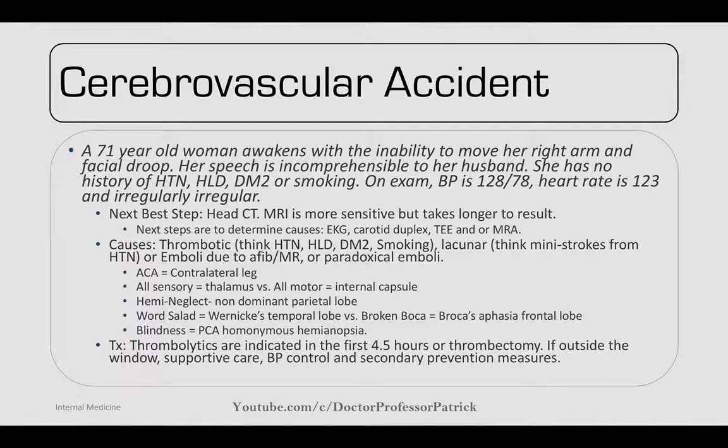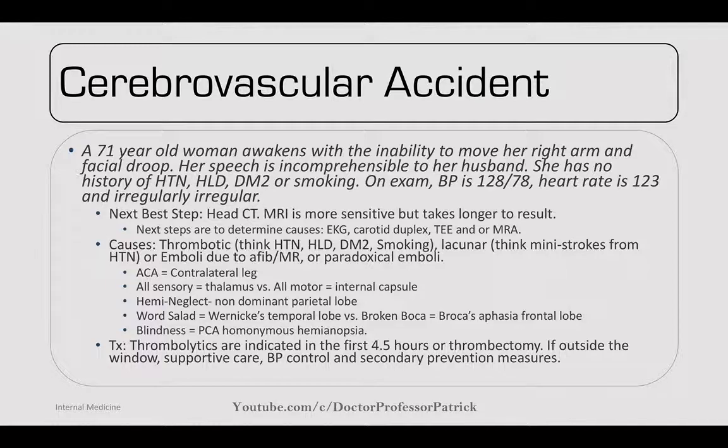And MRI is more sensitive, but it takes longer to result. The reason you do the head CT first is to see if there's any head trauma or reasons that you would not be able to give clot-busting drugs. The next steps are to determine the causes. So EKG, carotid duplex, transesophageal echoes, and MRAs are all used. Some of the causes are thrombotic, so you think hypertension, hyperlipidemia, diabetes, and smoking. Lacunar infarcts, think mini strokes from hypertension, or embolic due to AFib, mitral regurg, or paradoxical emboli from DVTs.